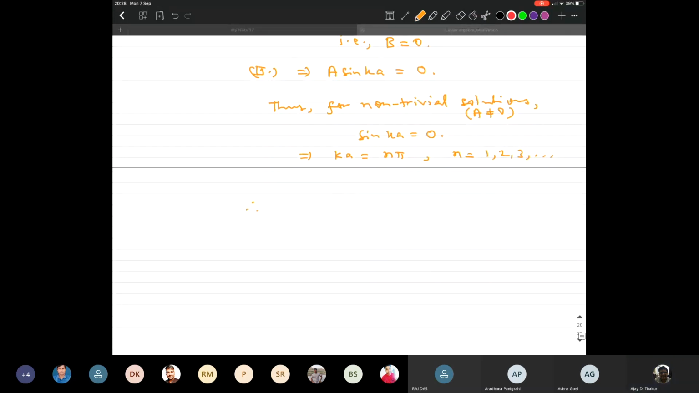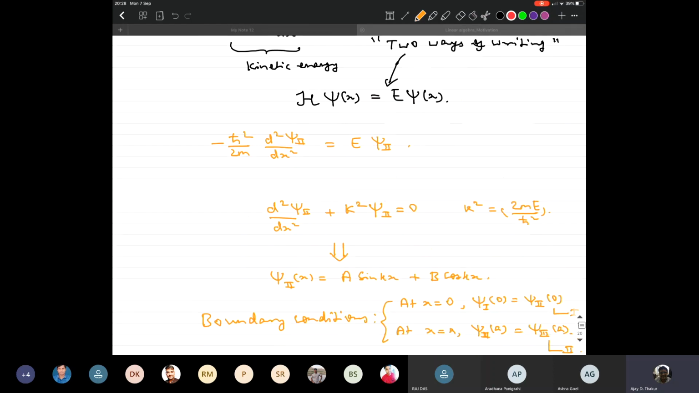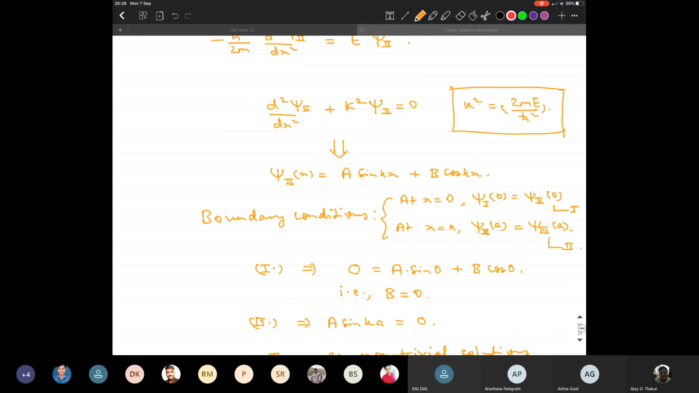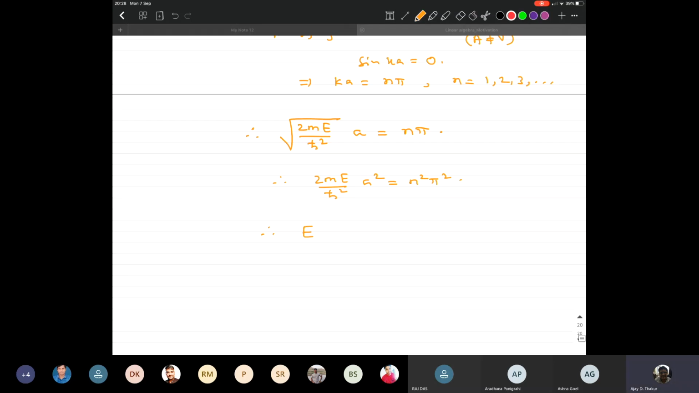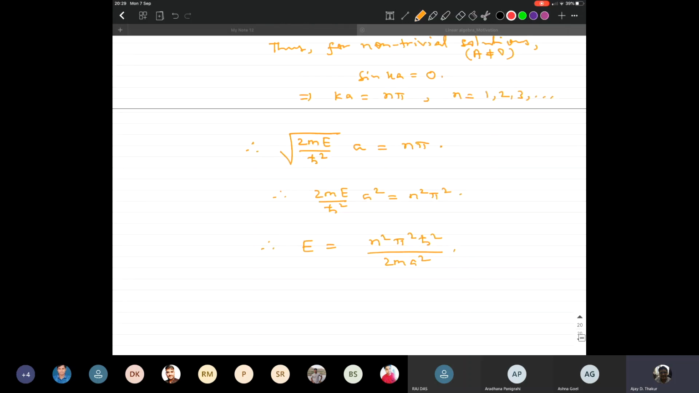So therefore ka equals n pi can also be written as square root of 2me by h cut square times a equals n pi. Right? Why? Because we saw that this is how we defined k. So therefore, what we have is 2me by h cut square a square equals n square pi square, or therefore E is going to be equal to n square pi square h cut square by 2m a square. So this is something which we obtained.